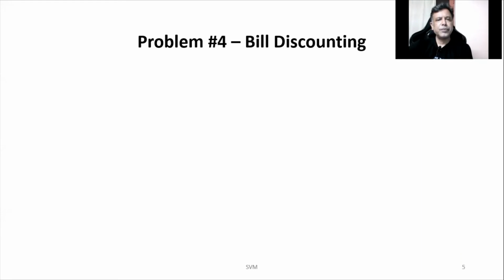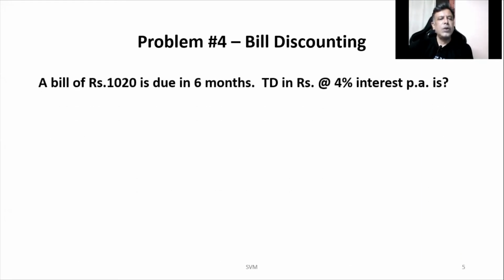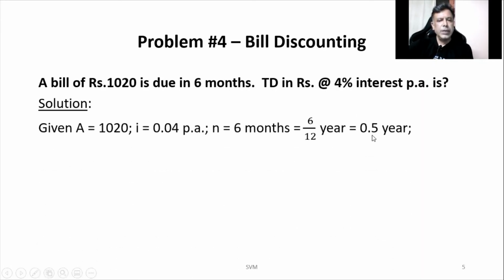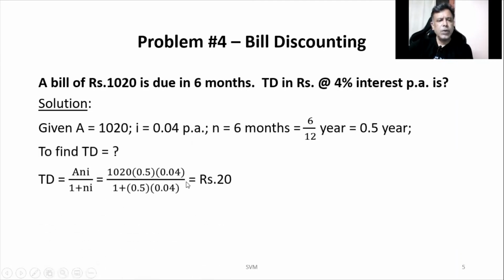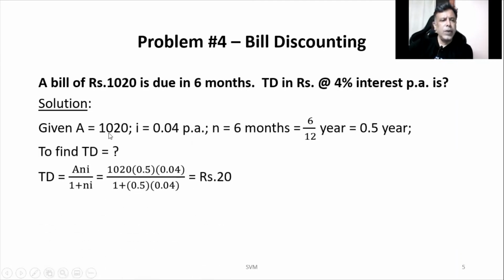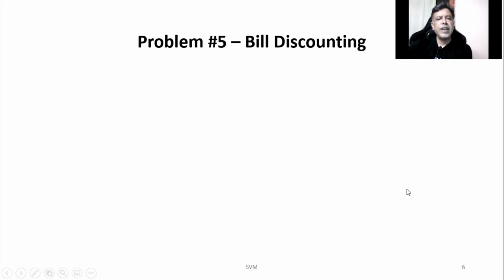Problem number 4. A bill of rupees 1020 is due in 6 months. True discount in rupees at 4% interest per annum is what? Means bill amount is given, period is given. We are supposed to calculate the true discount. Interest rate is given as 4%. So same formula. True discount is A N I divided by 1 plus NI. We know A is 1020, N is 6 months, which is nothing but 0.5 year, and I is 0.04. We are substituting those values here and we get the true discount as 20 rupees. Let us move on to the next problem 5.